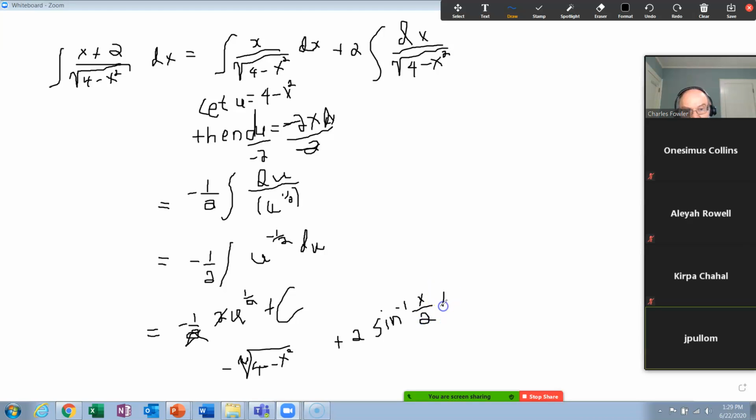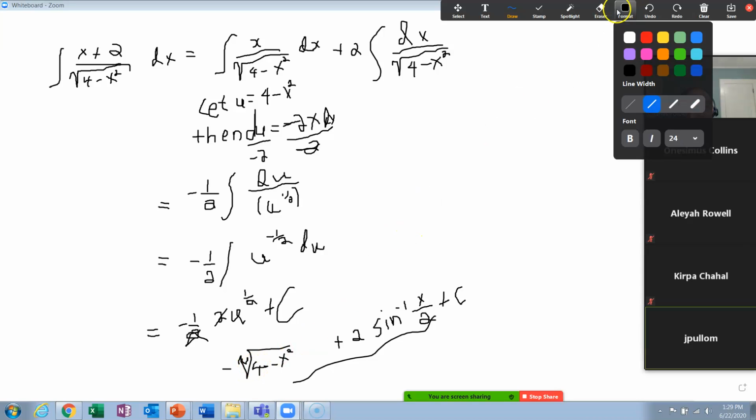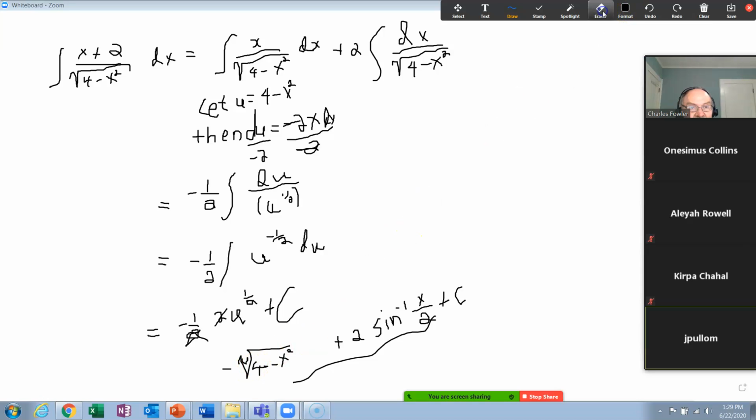And now I'm going to put my plus c. No reason to put more than 1. So that's our answer. Now that's just a square root sign. All that mess at the front, I don't think I can erase. Yeah, the eraser's not working, so I can't do it. So let's see what they got. Minus the square root of 4 minus x squared plus 2 inverse sine x over 2 plus your constant c. Okay, good deal.